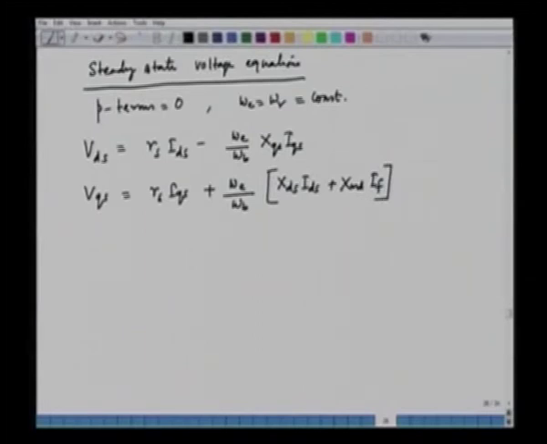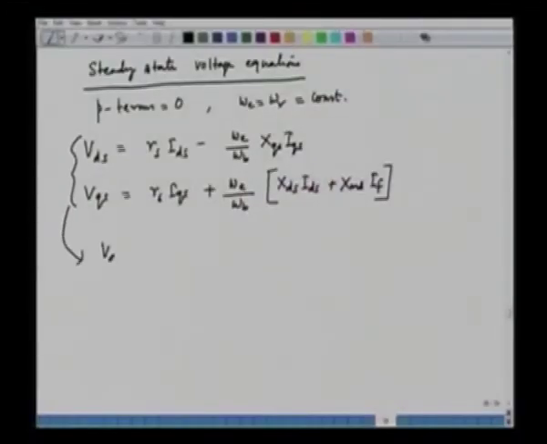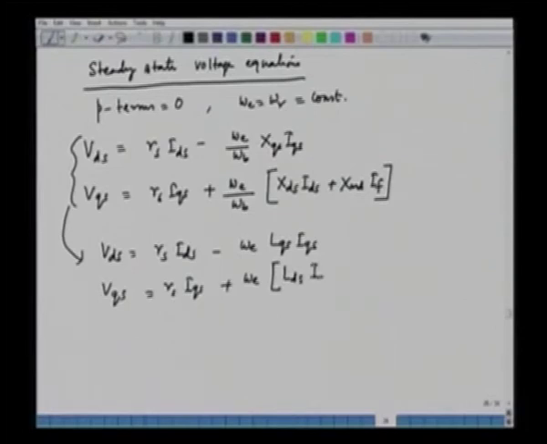So, this is basically the equation in terms of the reactances. Because reactances are given at base frequency, we divide that by omega B to obtain the inductance. So, this can also be written in the following fashion: VDS is equal to RS IDS minus omega E. Instead of reactance, we can also have the inductance, LQS IQS. Similarly, we can have VQS equal to RS IQS plus omega E into LDS IDS plus LMD into IF.